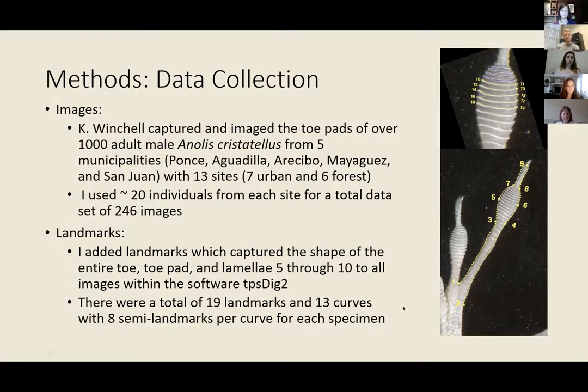And then for the landmarks, I added the landmarks in TPS Dig, which is software which lets you do that. This is kind of what it looks like over here when you input the landmarks. And I had landmarks that go around the shape of the entire toe, just the toe pad, and then lamellae 5 through 10. And I chose to avoid the top few lamellae, which are the purple lines, because they can be kind of small and difficult to see, and you want to be able to compare them. And so there were a total of 19 landmarks and 13 curves with 8 semi-landmarks per curve for each specimen, so all 246.